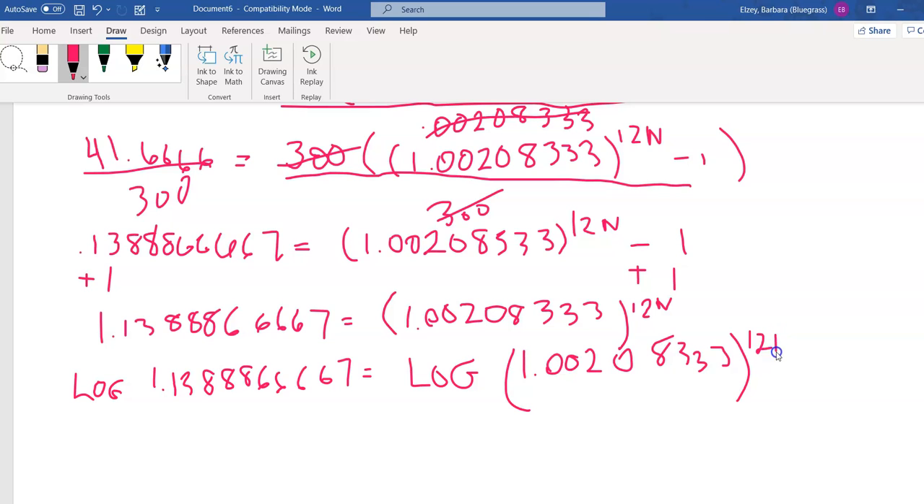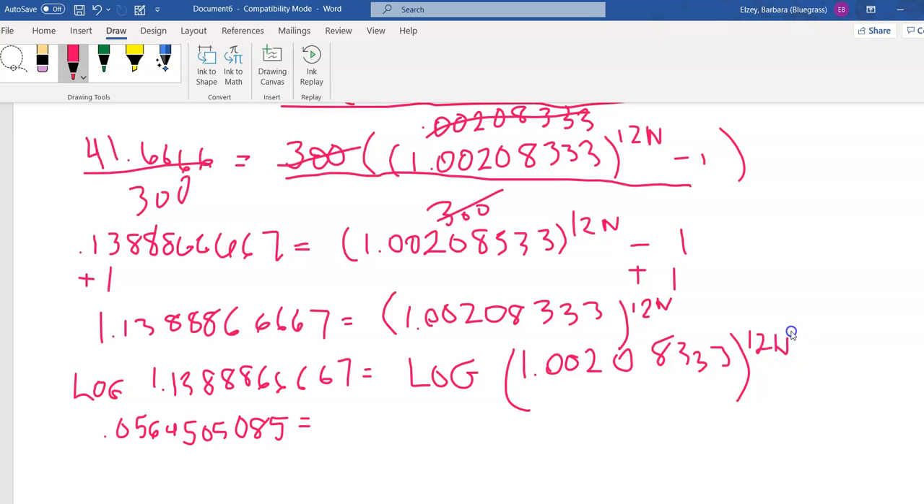Now on the left side, I can go ahead and put this thing into the calculator. I can press the log button and enter 1.1388866667 and hit enter, and it gives me a decimal, 0.0560850. All right, now on the right side though, I can't do that yet. I still have this unknown value right here.